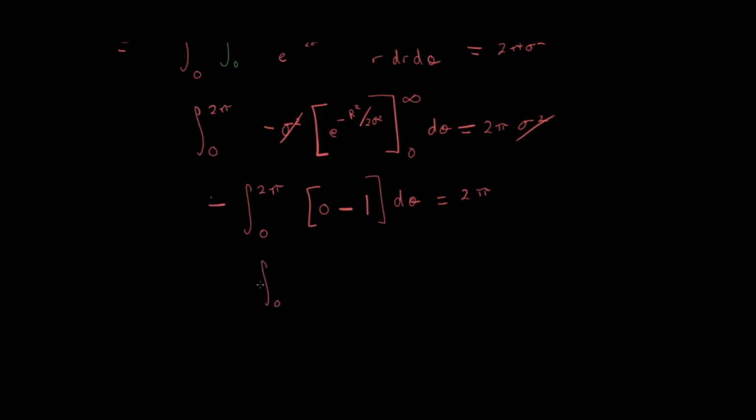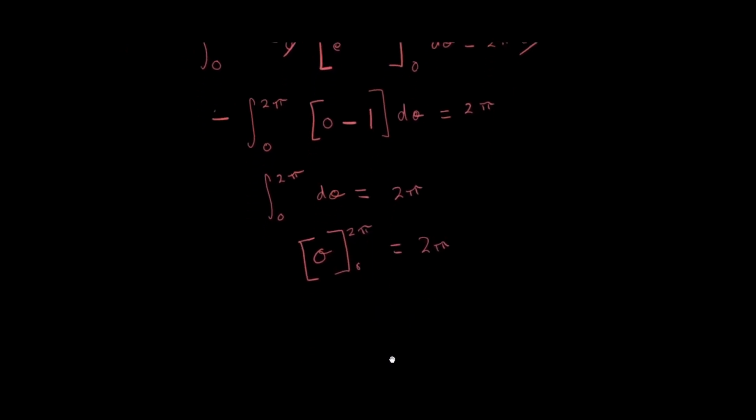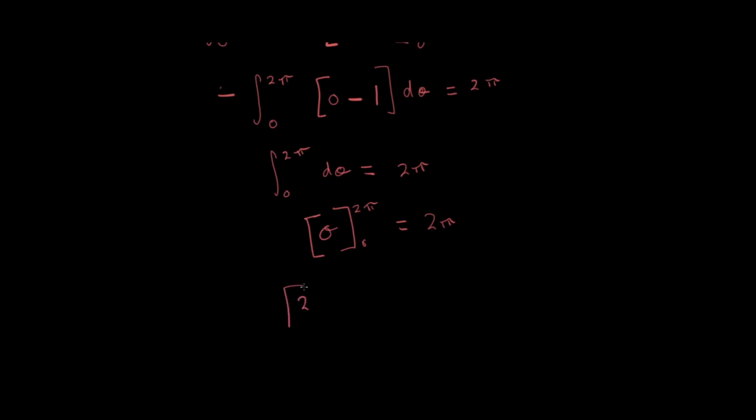So I can rewrite this as the integral from 0 to 2 pi of d theta, which is equal to 2 pi. And now this is a super easy integral to evaluate. Let me just write it out. If we go through and do the integral, it would be theta from 0 to 2 pi. That's still equal to 2 pi. And then we could say that this evaluates to 2 pi minus 0, which is equal to 2 pi.